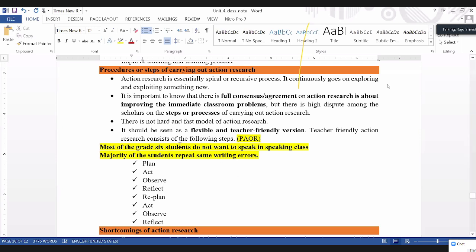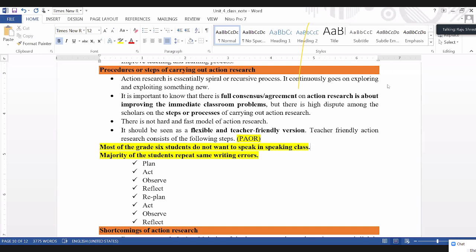So these are the problems. Most of the grade 6 students do not want to speak in speaking class. You ask the question yourself. Now you want to improve the situation. What activities, what strategies do you intervene with, use, apply to bring change in the problem? This is action research.